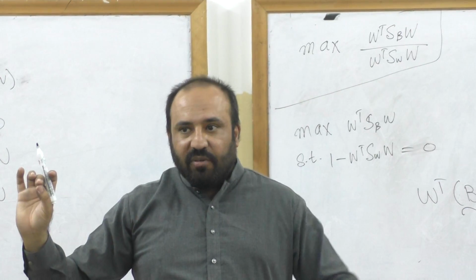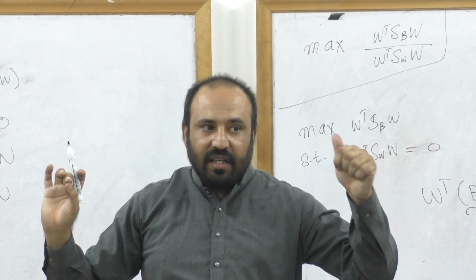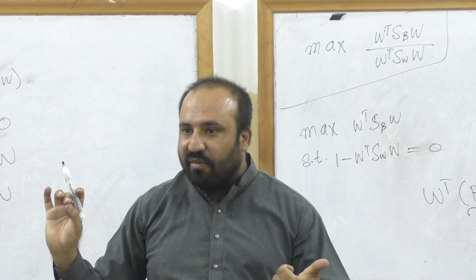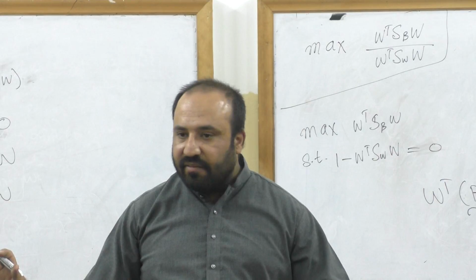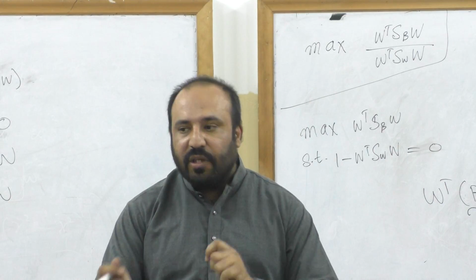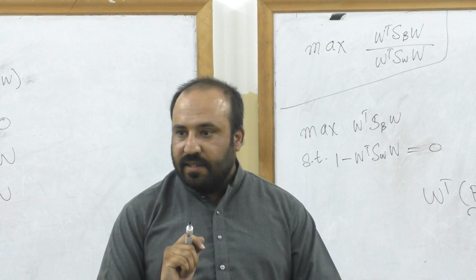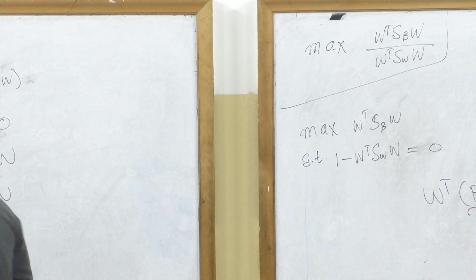So SW is computable from the data, SB is computable from the data, SW inverse SB is just computable from the data, computers compute eigenvalues and eigenvectors, you know all of them. Now you want to choose which one. Make sense? Yes. Great.